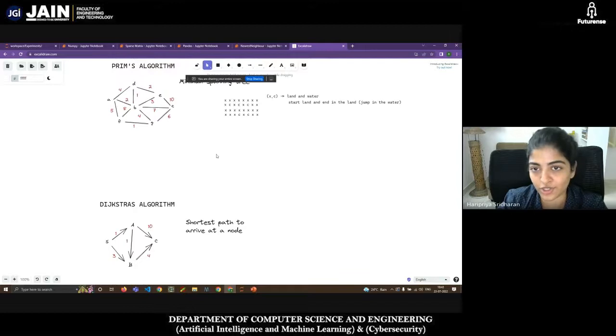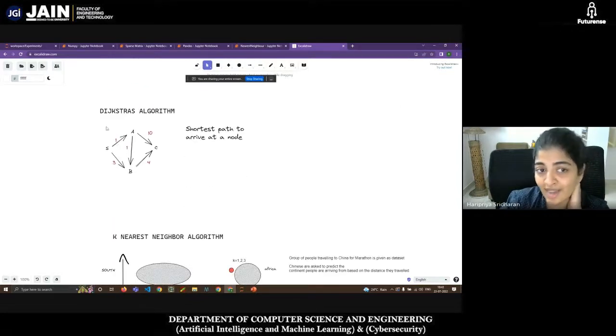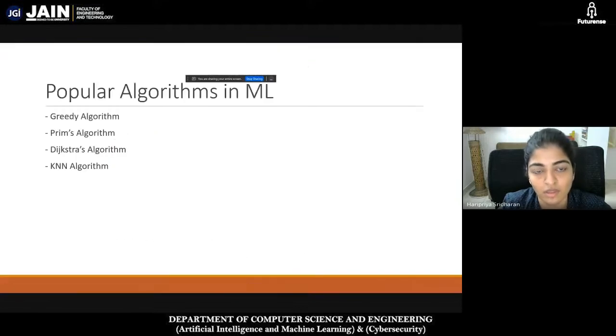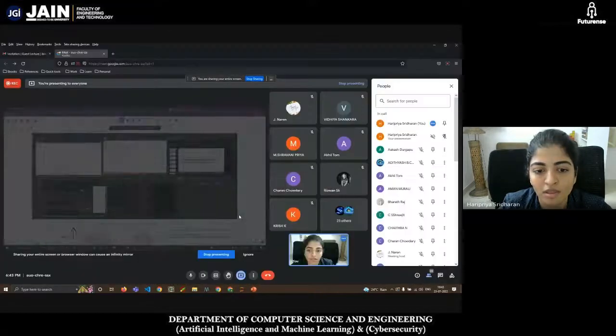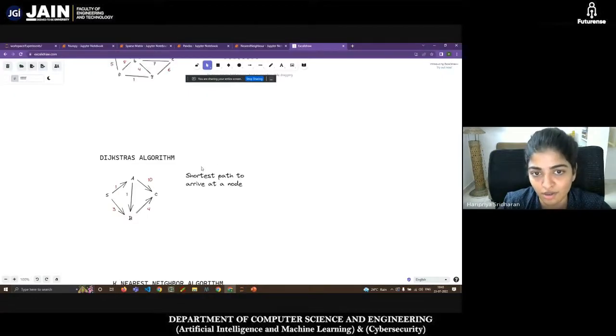And this is widely used. Dijkstra's is also widely used. I hope you guys are aware of Dijkstra's as well. Is anyone aware of this? Okay, I'm assuming that this is not covered.